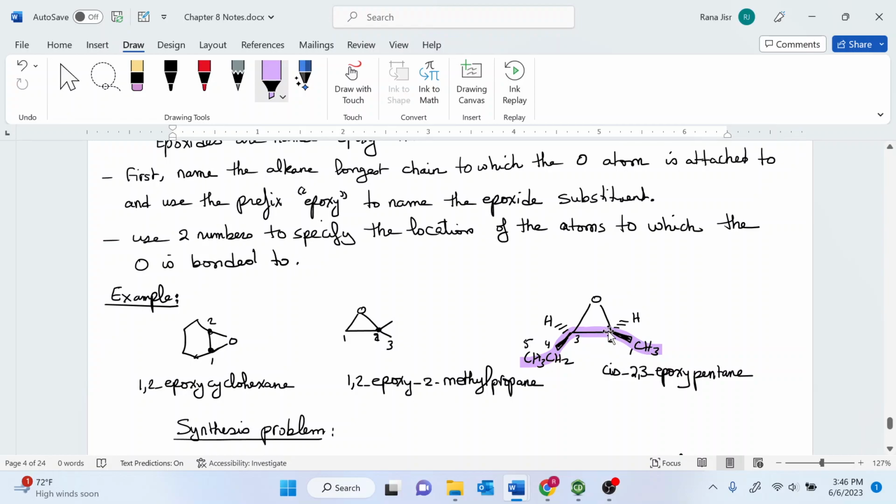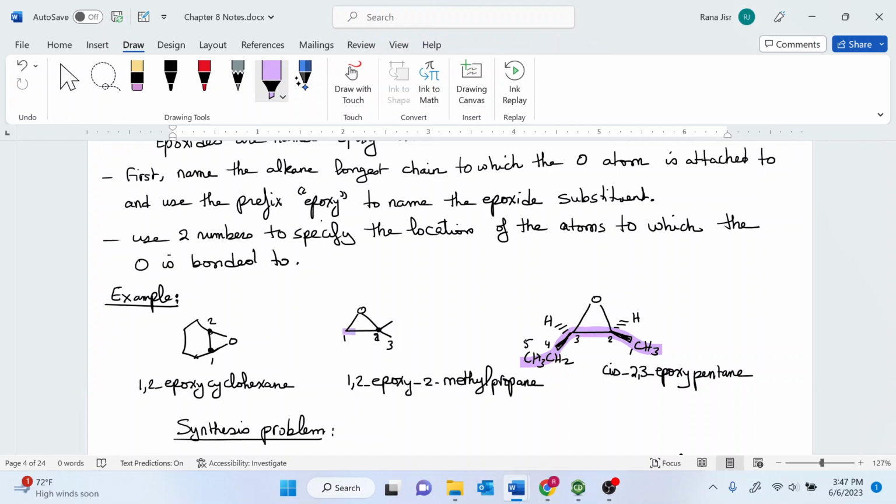So now I'm going to name the epoxide as an epoxy alkane. The alkane is going to be the longest carbon chain, and here in this case it is going to be a pentane. And the epoxide is between carbons 2 and 3, so it's going to be 2,3-epoxy pentane. Now, since there is a stereochemistry around the epoxide, you have to indicate that the groups are on the same side. This is why this is going to be a cis-2,3-epoxy pentane.